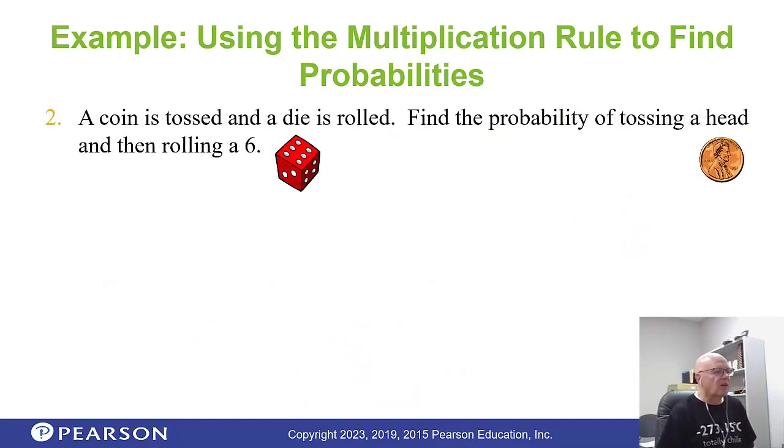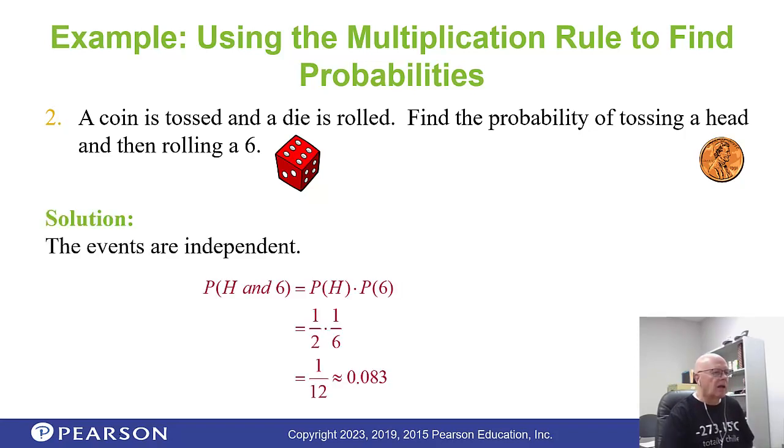Next, let's take a look at a coin and a die again. The probability of tossing a head and then a 6. They're independent because they don't have anything to do with each other. So just multiply the individual probabilities. There's the probability of heads and the 6. 1/2 for the heads, 1/6 for rolling a 6. And there's our probability. Just multiply them since they're independent.